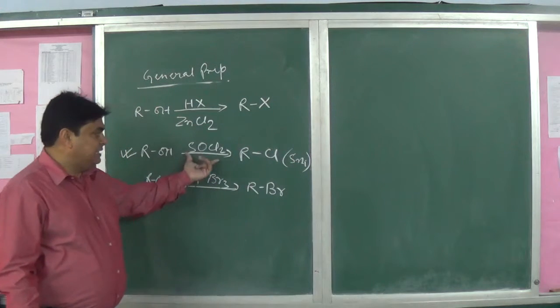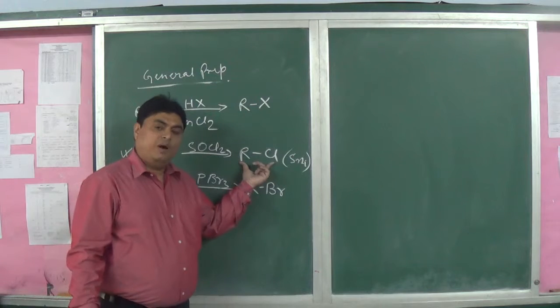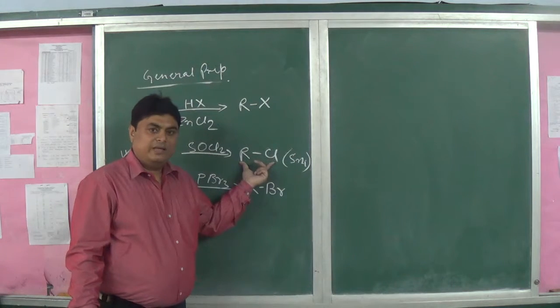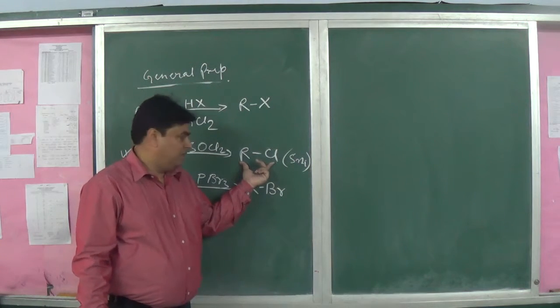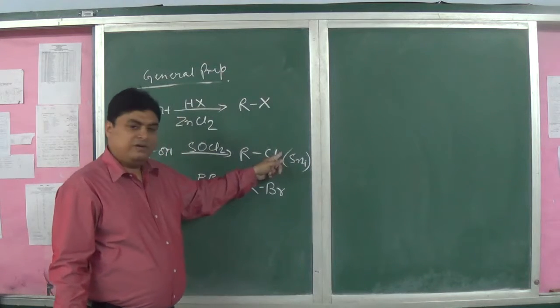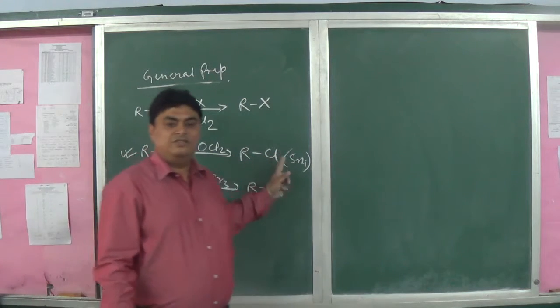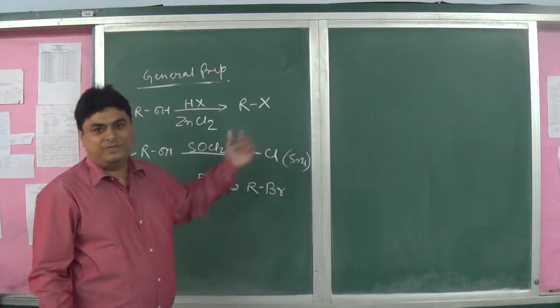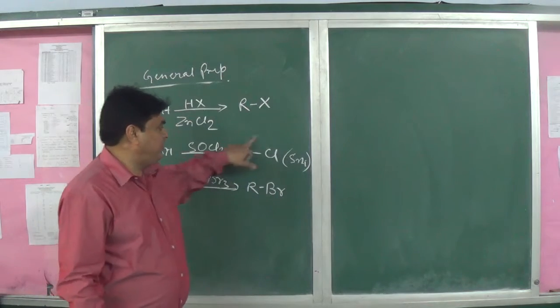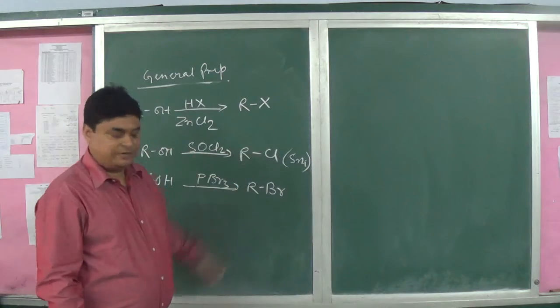Why? In this reaction, the compound that we are getting as our product is in its purest form. Why? The byproducts we are forming are SO2 and hydrogen chloride gas, which escape from the reaction vessel, leading to the pure formation of our desired product.